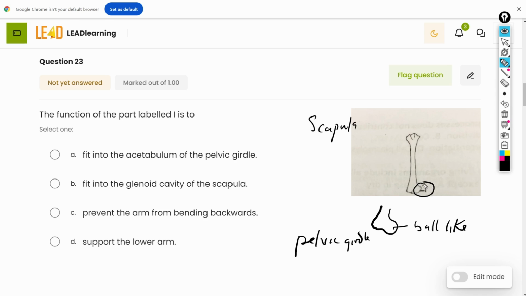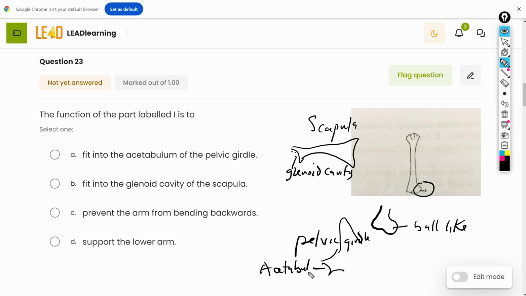Bones with ball-like heads like this fit into just two parts of the body. One of them fits into the cavity on the scapula, which is called the glenoid cavity. So this head fits in there to form a ball and socket joint, while the other bone that has a ball-like head fits into the acetabulum of the pelvis to form another ball and socket joint.